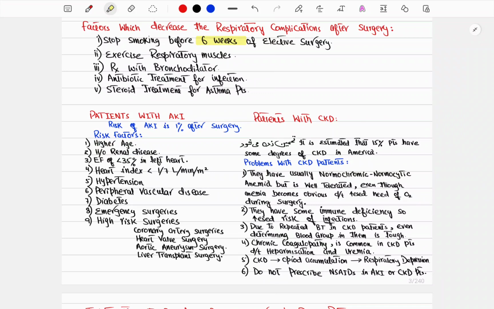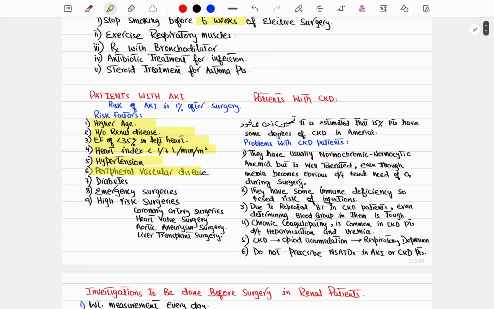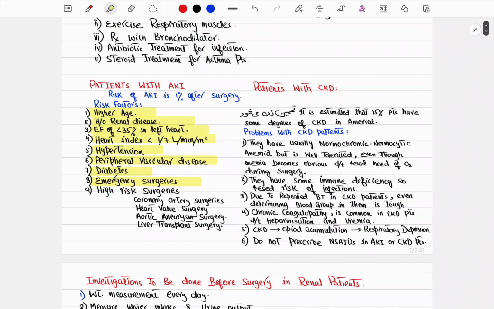We should know that this person will develop AKI after the surgery. What are the factors by which we can predict this? He has higher age, some history of renal disease, an ejection fraction in the left heart less than 35%, a cardiac index less than 1.7 liter per minute per meter square. The patient has hypertensive disease, peripheral vascular disease, or diabetes, and those who undergo emergency surgeries also have a high risk of AKI.